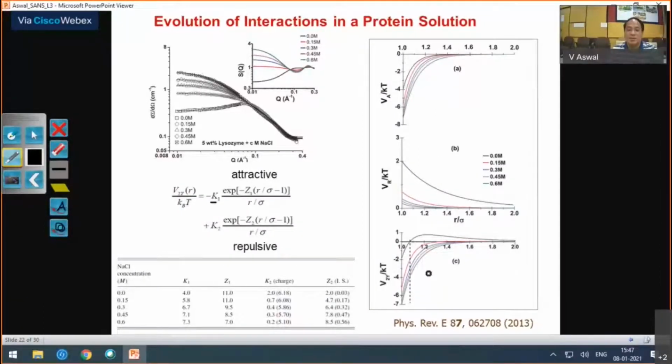And this is the total potential, your attractive plus repulsive. So at very high salt concentration, this is enough. So let's say at an average distance of the particle, when it is greater than what is already known in the literature, you can model for both attractive and repulsive.